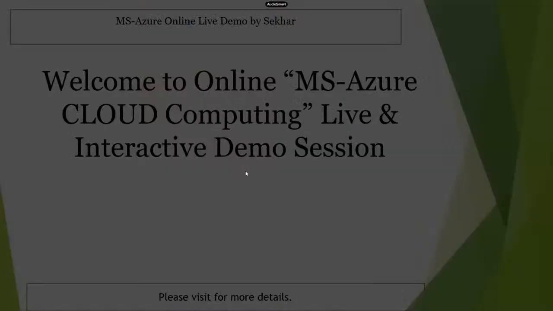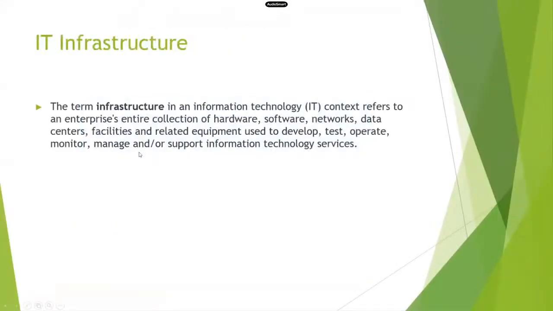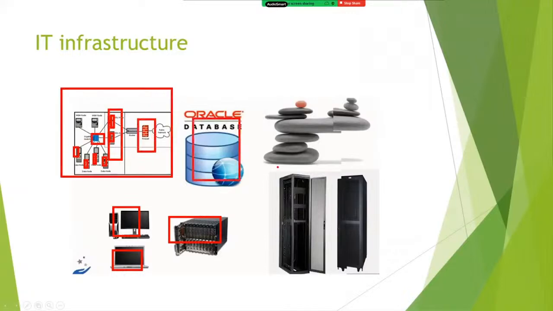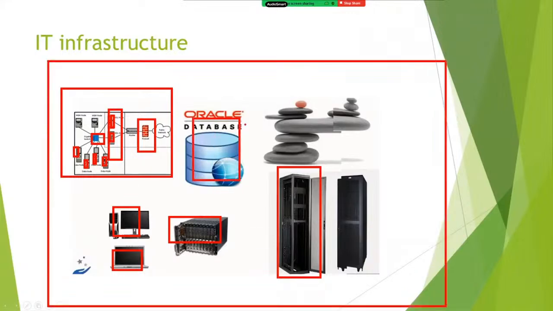Have a look, this is the IT infrastructure. We can call it all devices. All devices are communicating to one router. This is the load balancer, this is the firewall, and we have a database and server racks. So we call this IT infrastructure. That is why I mentioned the definition that IT infrastructure is nothing but a collection of hardware, software, switches, network, and load balancer.